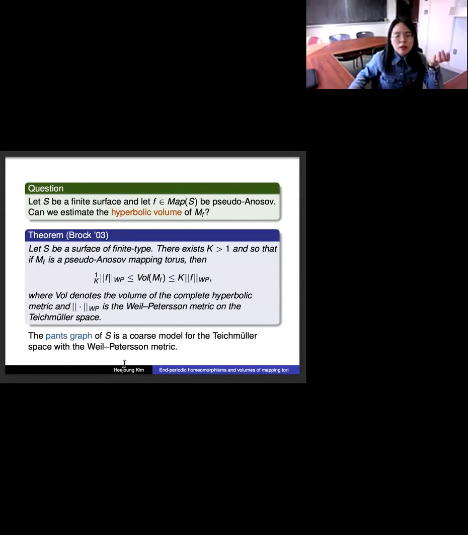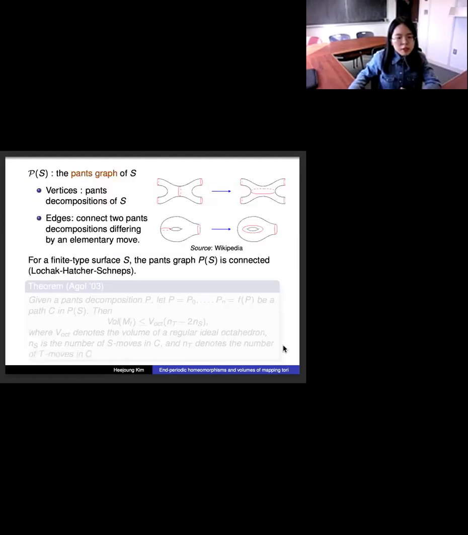For the proof, he used the pants graph of S, which is a coarse model of the Teichmüller space with the Weil-Petersson metric. So let's look at the pants graph. Specifically, the pants graph is a graph whose vertices are pants decompositions of S. And we put an edge between two pants decompositions if they differ by an elementary move. So here are the pictures for elementary moves.